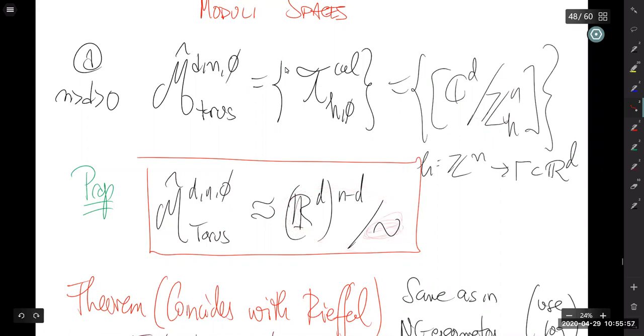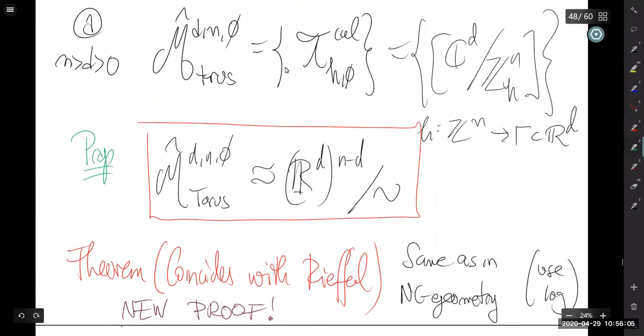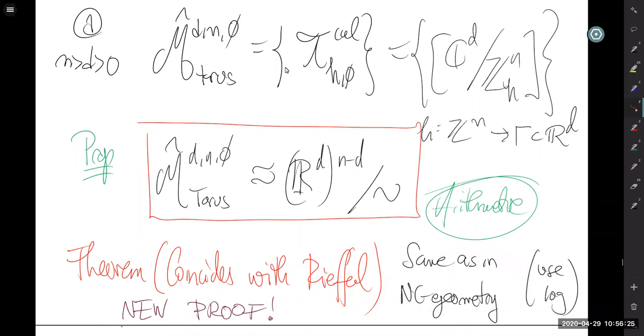and I'll explain this relation in the next slide, but just R D I minus D modular relation. It's an arithmetic relation. This is extremely interesting. As I will explain briefly, this theorem coincides with Rieffel's classification of quantum toroid. In fact, it's a little bit more general, but in the cases that Rieffel considers, it coincides with Rieffel's classification of quantum toroid in non-commutative geometry, using C-star algebras and all that.